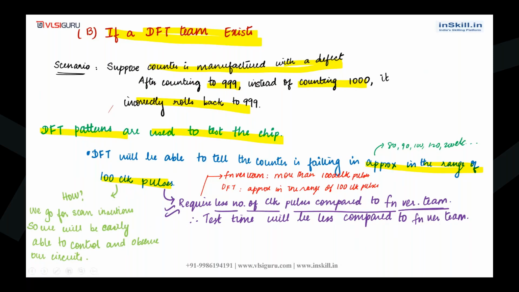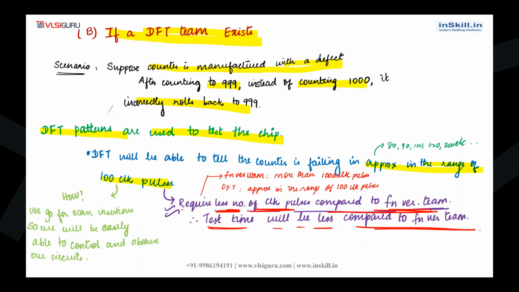So functional verification team for the same scenario had required more than 1000 clock pulses. DFT, we approximately require in the range of 100 clock pulses. So DFT team requires significantly less number of clock pulses compared to the functional verification team. That is why test time will be less compared to the functional verification team.